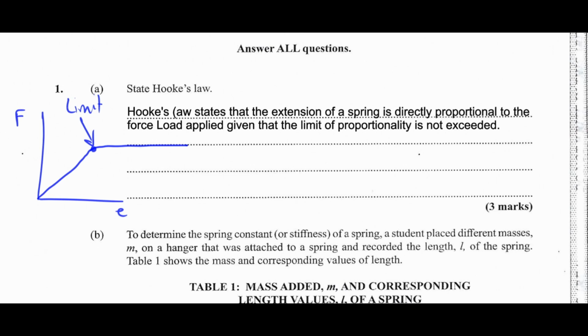Thus, a mathematical relationship that we can use to state this is F being directly proportional, that's a direct proportionality sign, to E. If we want to convert this into an equation, we would replace the direct proportionality sign with an equal sign, and insert what we call a constant of proportionality, which we represent by K, times E. So basically, this is the Hooke's law equation.